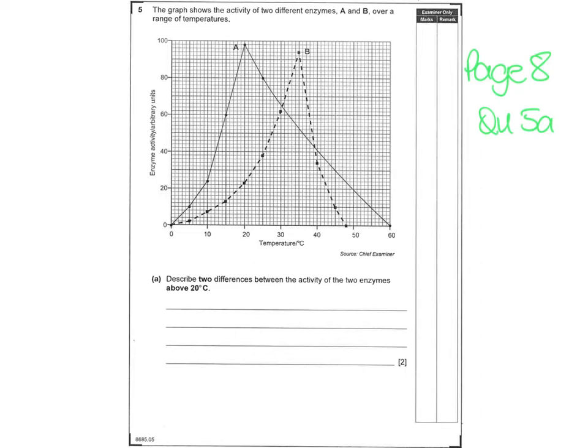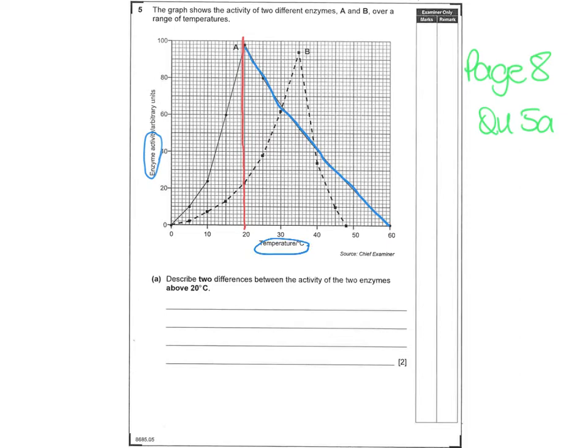So the graph shows the activity of two different enzymes over a range of temperatures, and you are asked to describe two differences between the activity of the two enzymes above 20 degrees Celsius. So 20 degrees Celsius is there. So we're looking for the trend. If we look at enzyme A, you can see that the line goes like that, but we need to talk about the enzyme activity and what happens to it as temperature is increased.